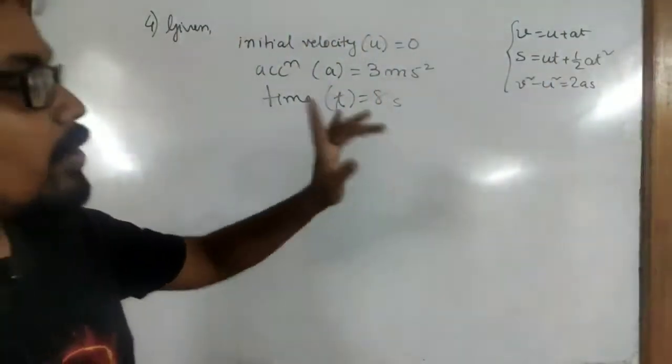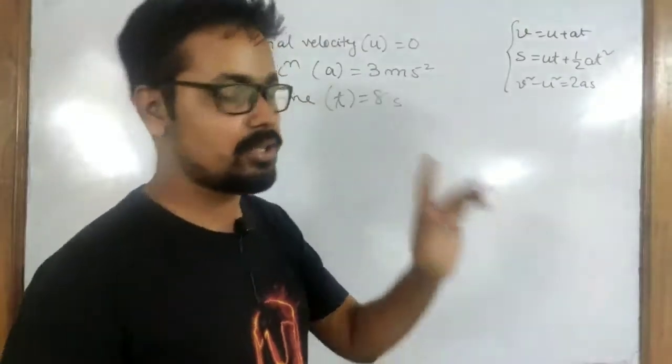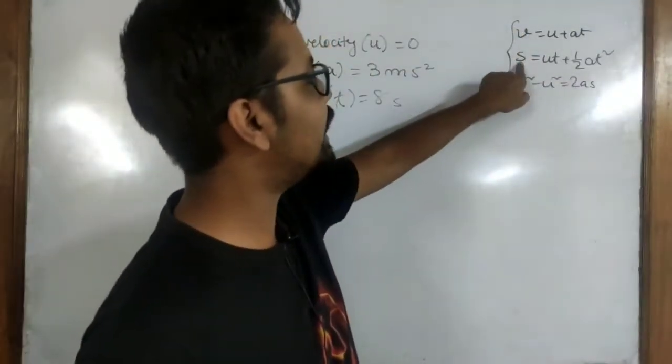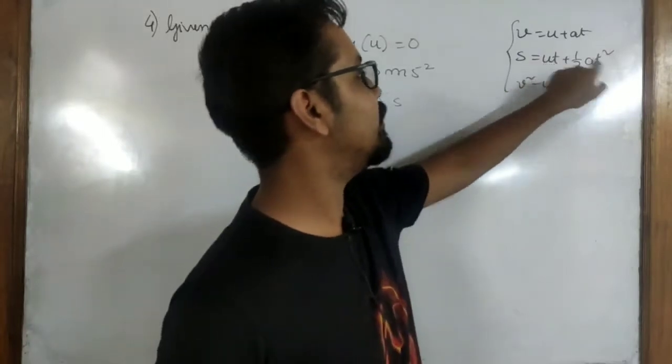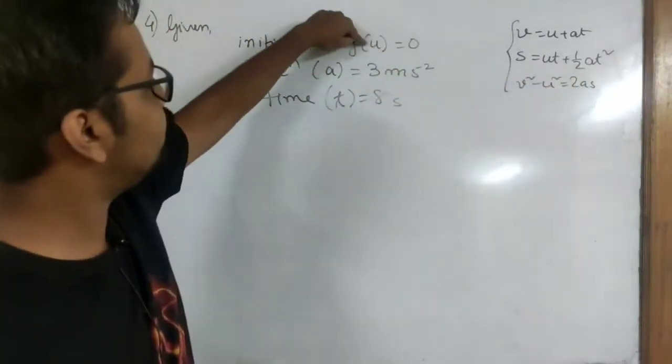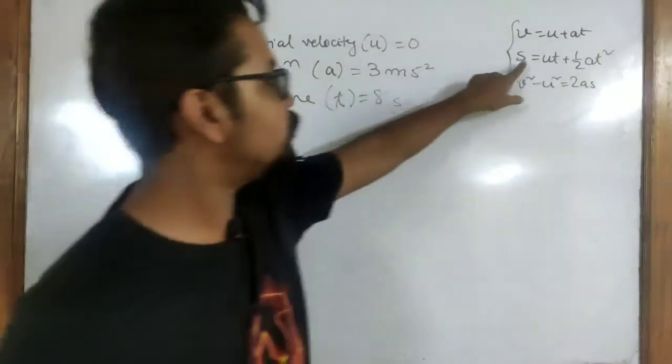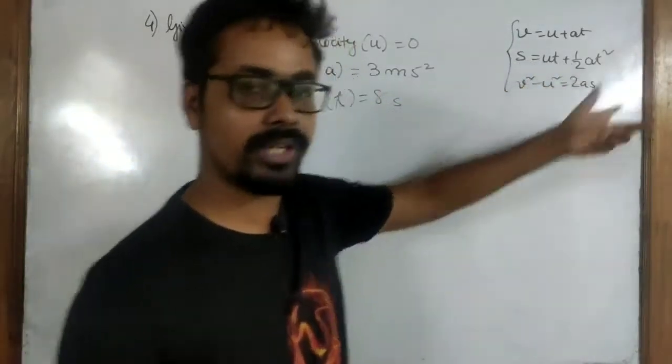So now let's see, I want to find distance, that is s. So if I want to find distance, which formula will I use? Obviously this one, because here we can find s using u, t and a. See, I have u, t and a. So let us use this formula. We have all the values, we can find the value.